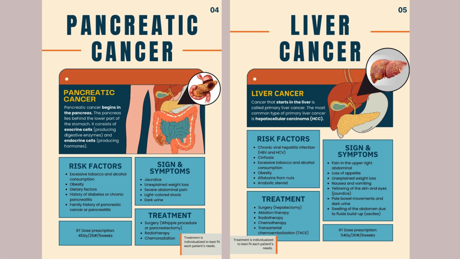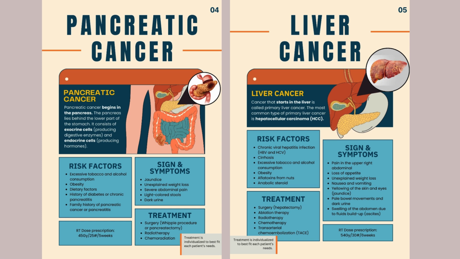Cancer that starts in the liver is called primary liver cancer. The most common type of primary liver cancer is hepatocellular carcinoma, HCC. The risk factors are chronic viral hepatitis infection, HBV and HCV, cirrhosis, excessive tobacco and alcohol consumption, obesity, aflatoxins from nuts, and anabolic steroids.